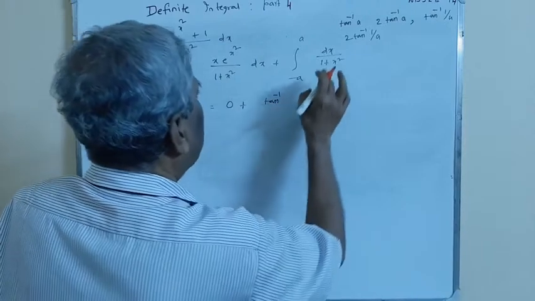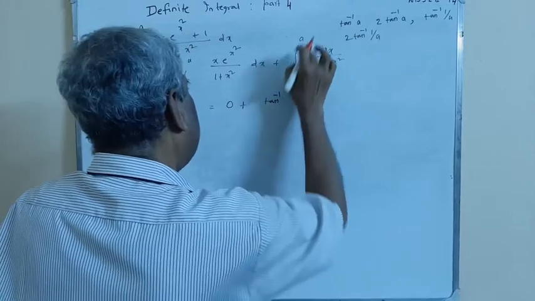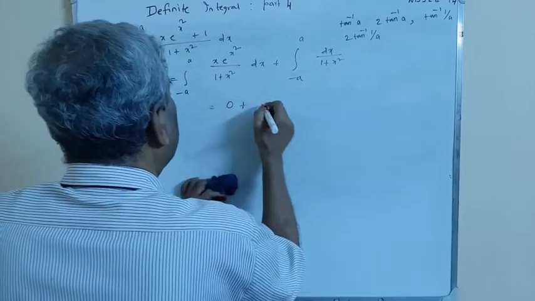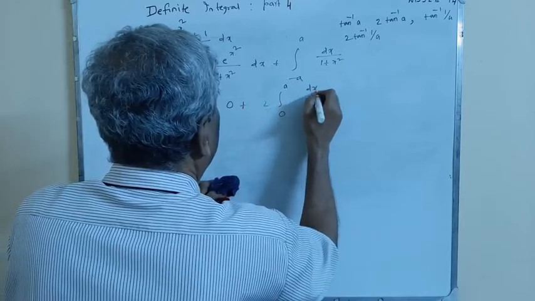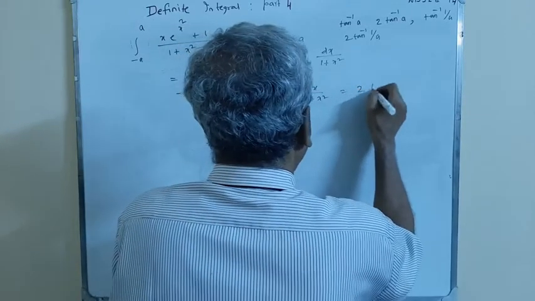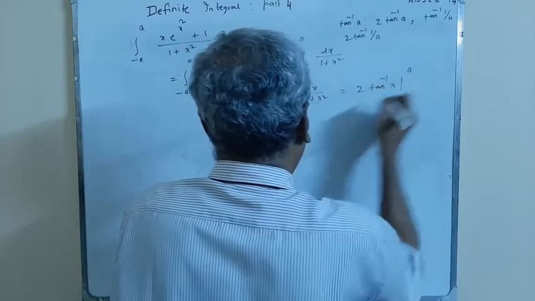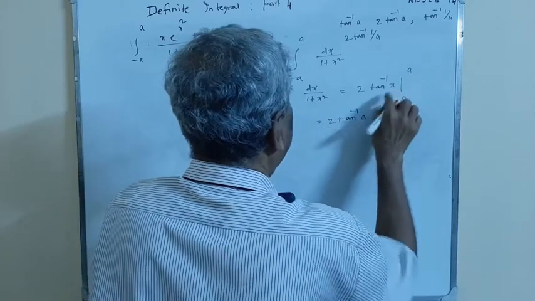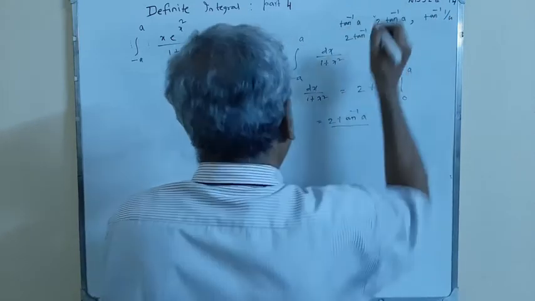It is actually, you see, it is even function. Now it is even function and interval is symmetric. So we can write it as 2 times integral 0 to a dx by 1 plus x square, so that it is equal to 2 tan inverse x from 0 to a, so that it is 2 tan inverse a minus tan inverse 0 is 0. So this is 2 tan inverse a. So that option is correct.